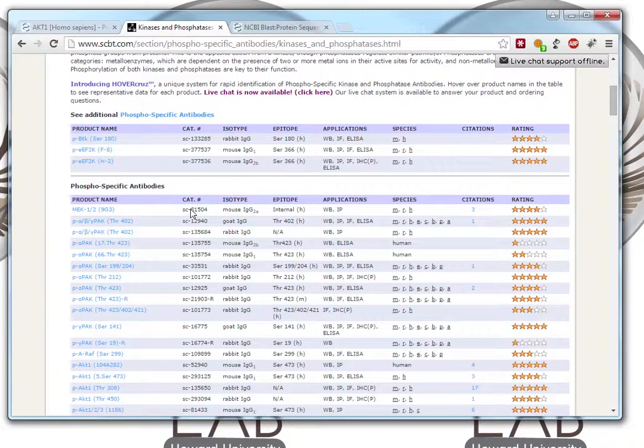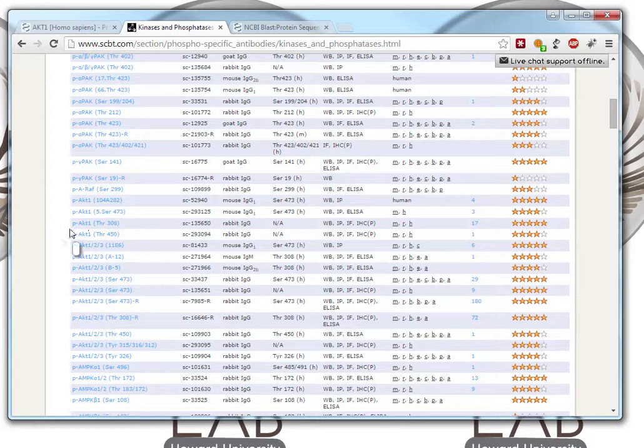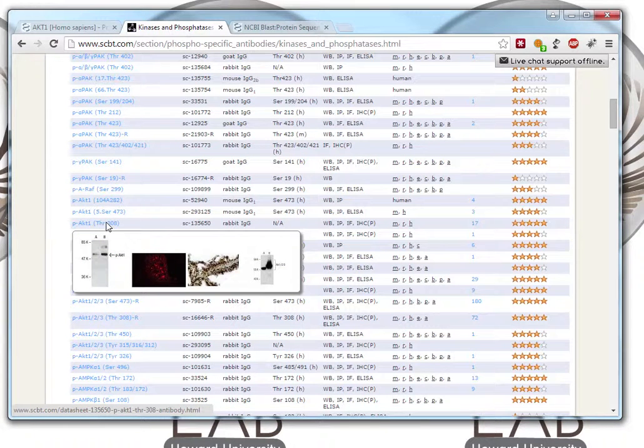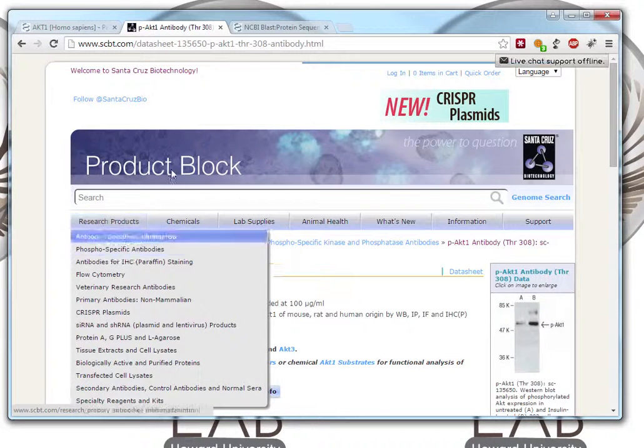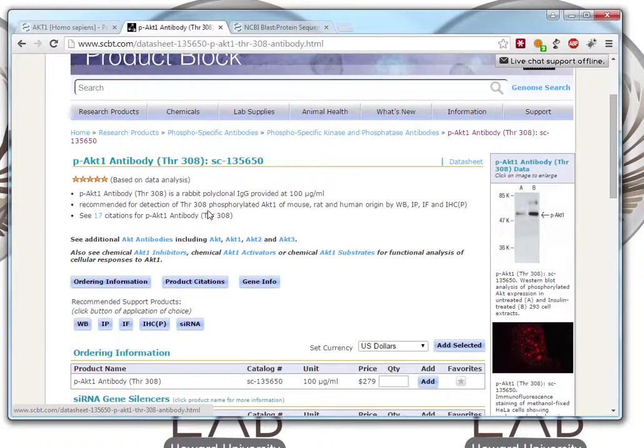So let's see, we were looking at AKT. So let's look at threonine 308, which is a very common one that's phosphorylated in AKT1. So we'll click on this, okay, and it'll tell us, okay, so it's pretty straightforward, threonine 308.